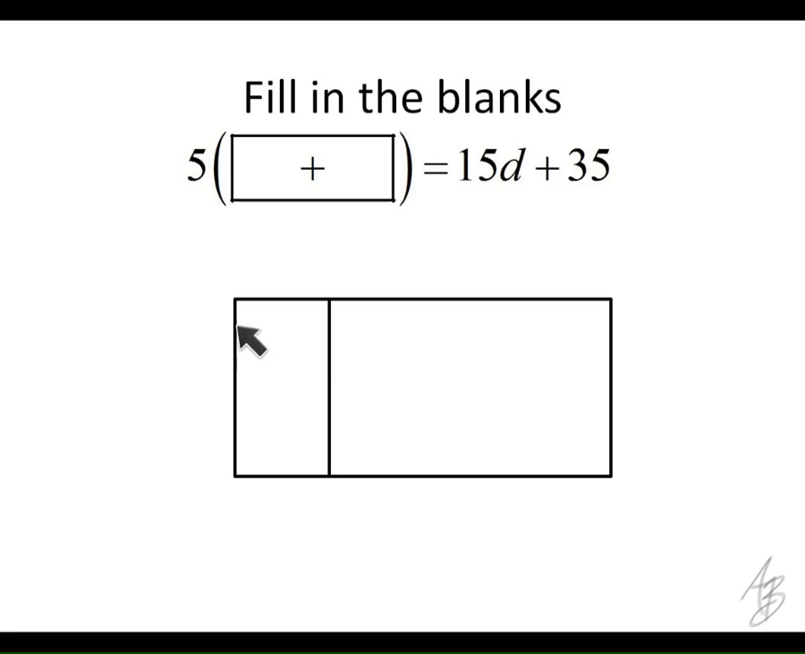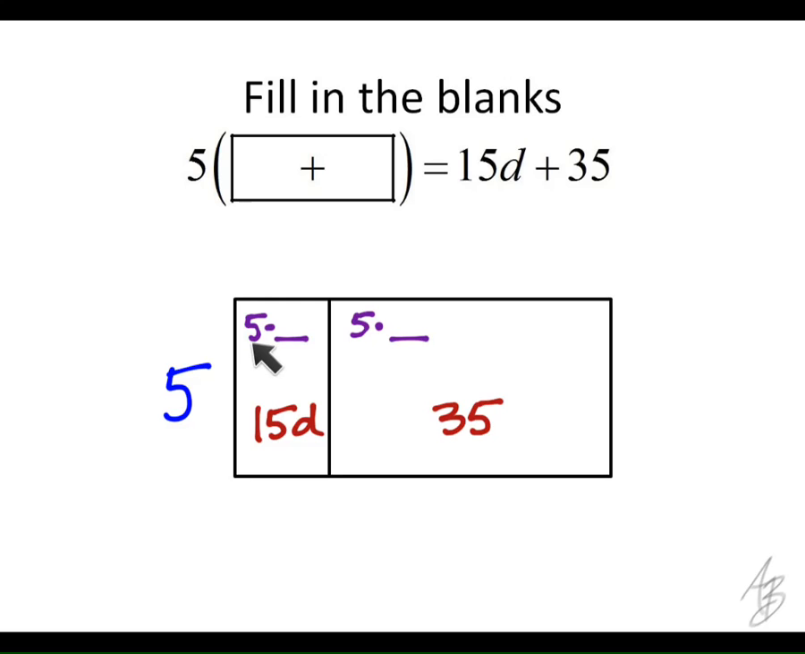What are we going to put over here for the length of this side? 5. That's going to be 5. And what's the area of this rectangle here going to be? We'll make that one 15D. And how about the area of this rectangle? We'll make that 35. So to get the area of each of those rectangles then, we'll do 5 times something, and then 5 times something else.